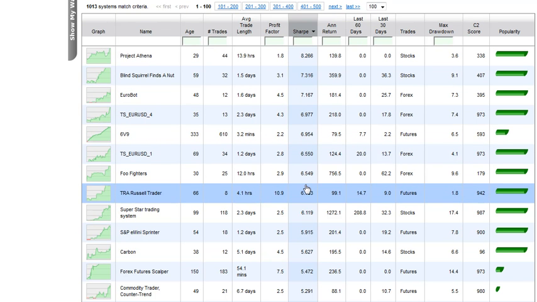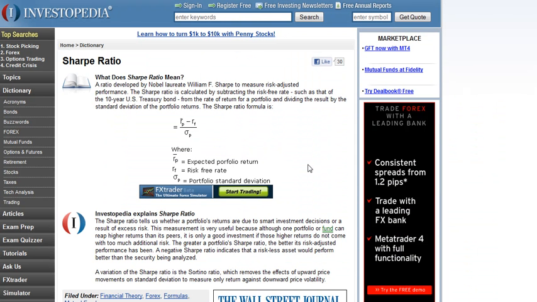So the Sharpe ratio, what is the Sharpe ratio, you might be asking? We'll just quickly flip to Investopedia. The Sharpe ratio, we can see in this paragraph, tells us whether a portfolio's returns are due to smart investment decisions or a result of excess risk. This measurement is very useful because although one portfolio or fund can reap higher returns than its peers, it is only a good investment if those higher returns do not come with too much additional risk. The greater a portfolio's Sharpe ratio, the better its risk-adjusted performance has been. A negative Sharpe ratio indicates that a riskless asset would perform better than the security being analyzed.